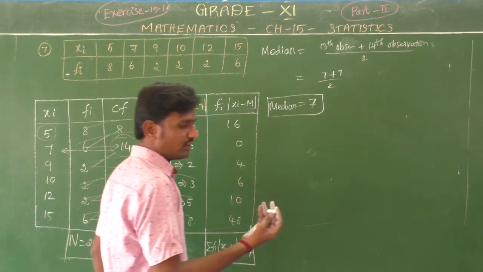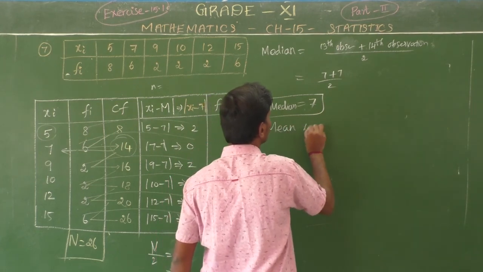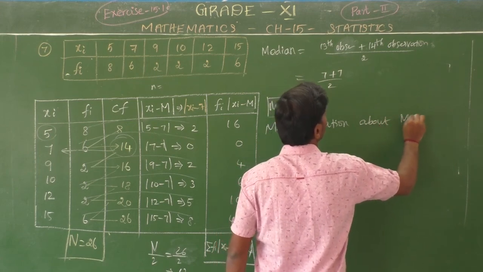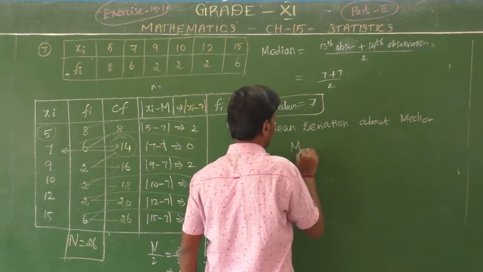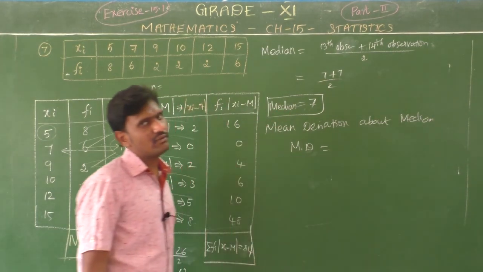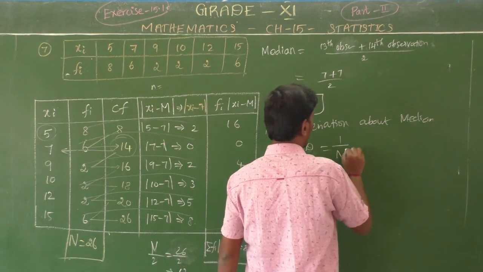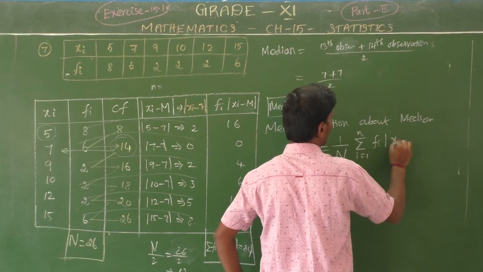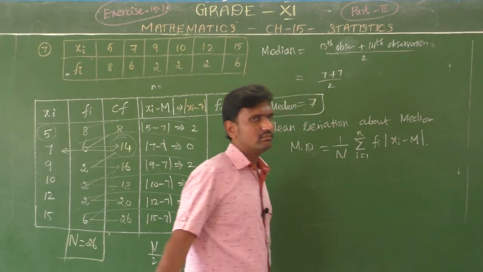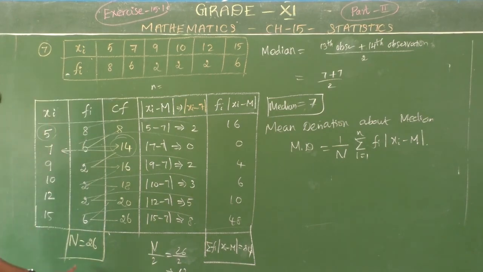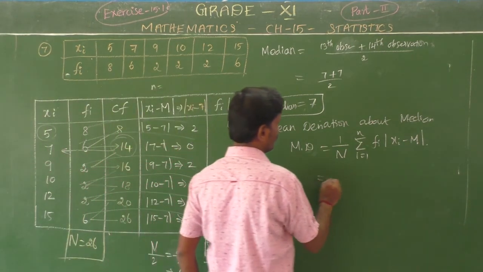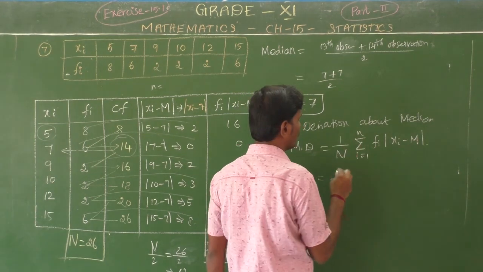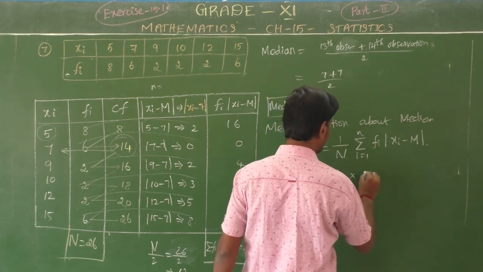84. Now what am I going to find? The mean deviation about the median. MD is equal to, now you have the formula: 1 by n into summation i equal to 1 to n fi into modulus of xi minus M. Here 1 by n, n is what? Already you know, 26 only. So 1 by 26, or otherwise whole divided by n, you can write either way, no problem. 1 by 26 into, you have 84.